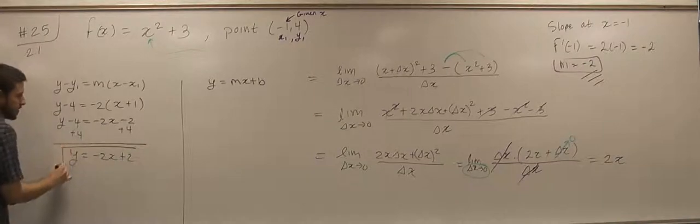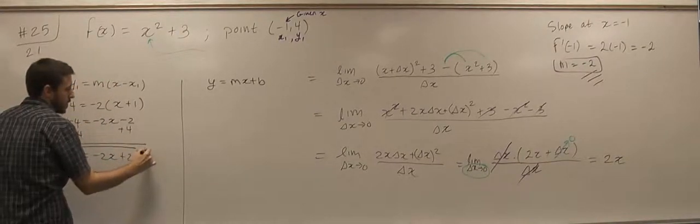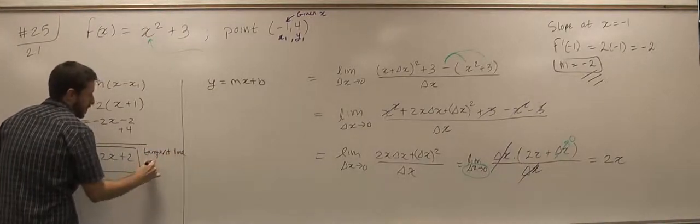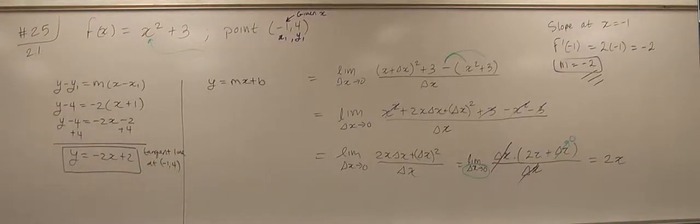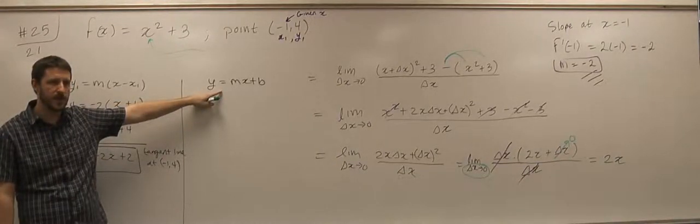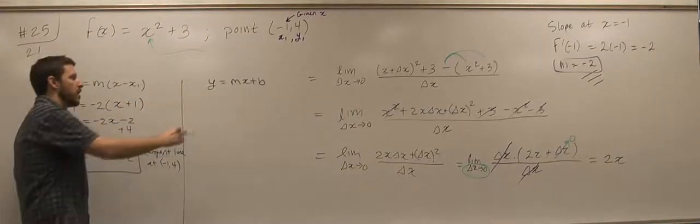So this is the equation of the tangent line at negative 1, 4. By the way, if you happen to use this formula, do you remember how to use this one to find the equation of the line? So if you're going to use this one, you have to solve for b.